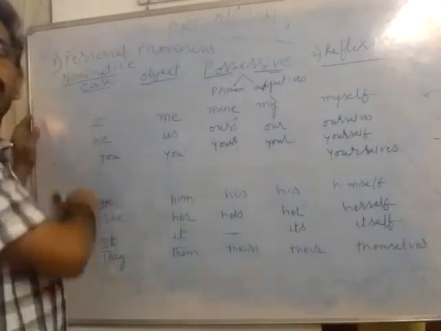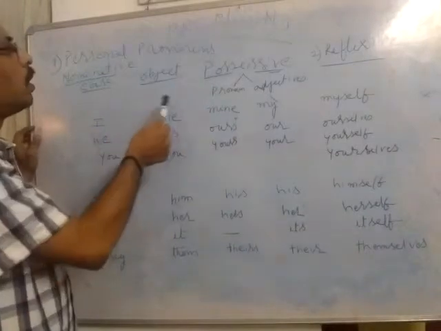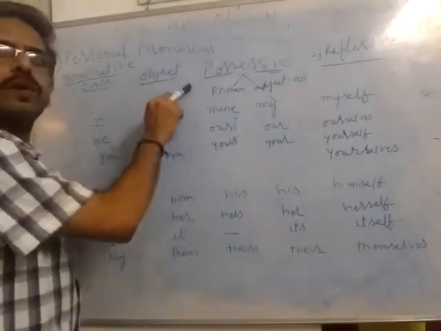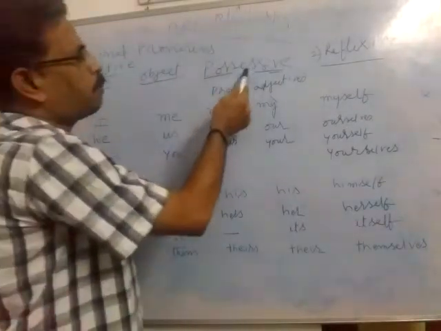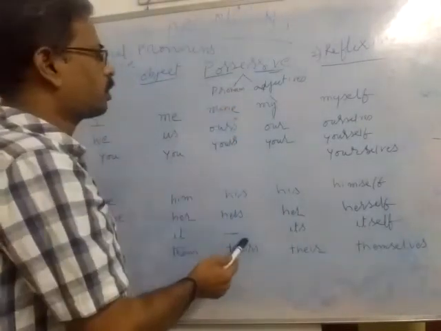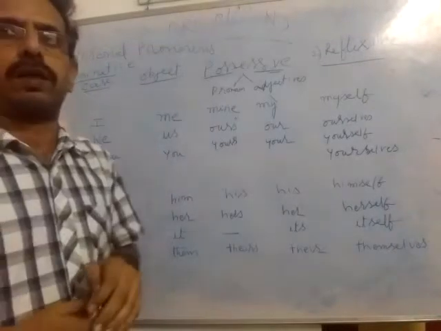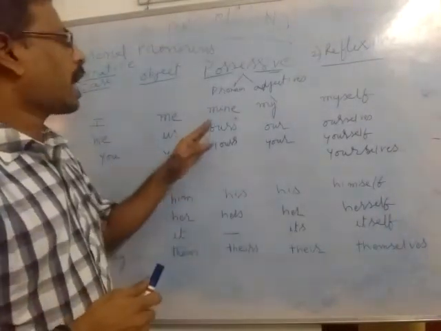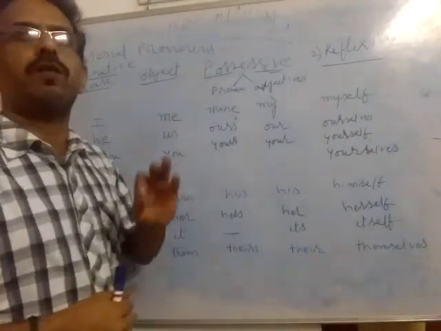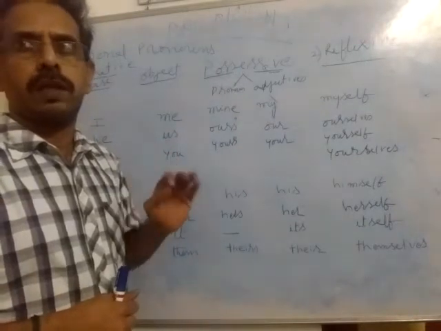The nominative case pronouns should be used only in the subject position. The object case pronouns should be used only in the object position. But these possessive case pronouns you can use either in the place of subject or in the place of object. They both act as a subject as well as an object. So I will give you one or two examples so that you can easily understand what I have said.